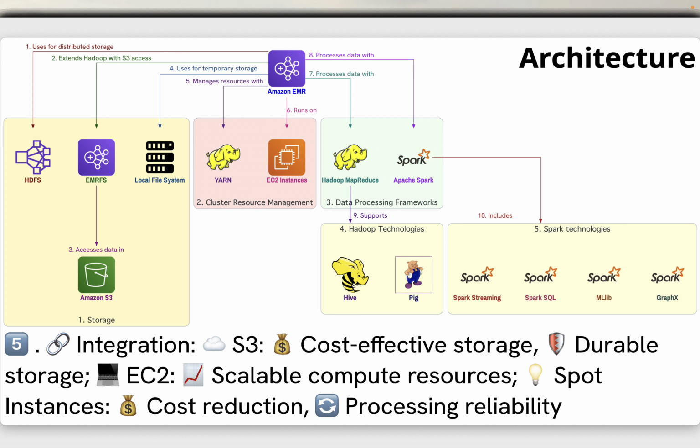Then integration, which we have seen: S3, EC2, and Spot instances. Seamless integration with Amazon S3 for cost-effective and durable storage. You can leverage EC2 instances for scalable compute resources. And EMR is optimized for Spot instances to reduce cost while maintaining processing reliability.